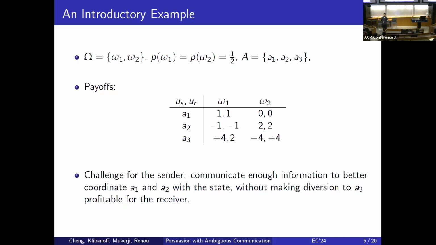So the main challenge for the sender in this persuasion game is to communicate enough information to the receiver to better coordinate the two actions, A1 and A2, with the corresponding state, but not to communicate too much information, such that it makes a diversion for the receiver to find A3 appealing, in the case where the receiver believes that the state is very likely to be omega-1. Okay? So I'm going to first tell you what is the optimal Bayesian persuasion in this case, and only after that I'm going to tell you how I introduce ambiguity and ambiguity aversion, and how that might further benefit the sender.